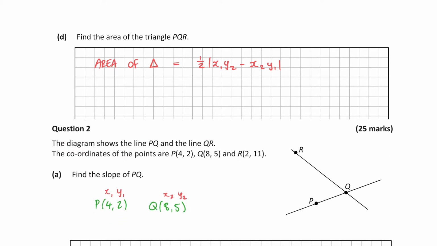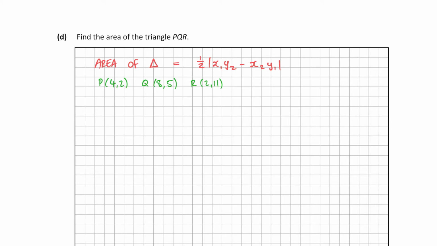So we'll just list our coordinates there again. So we have our coordinates, which are P, Q, and R. And P is equal to 4, 2. Q is equal to 8, 5. And R is equal to 2, 11. So, like I said, one of them has to be 0, 0. So I'm going to bring the P back to 0, 0. So that's going to turn into 0, 0.